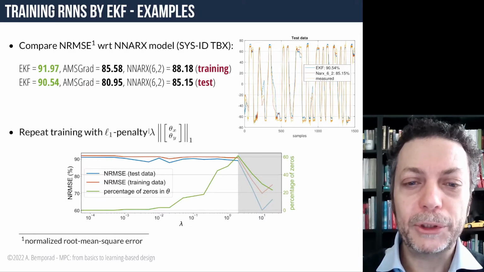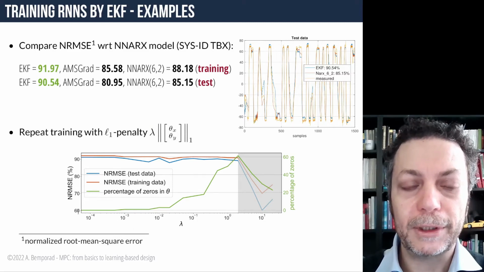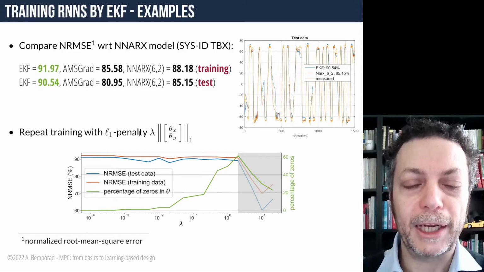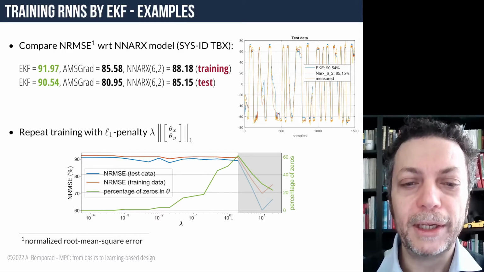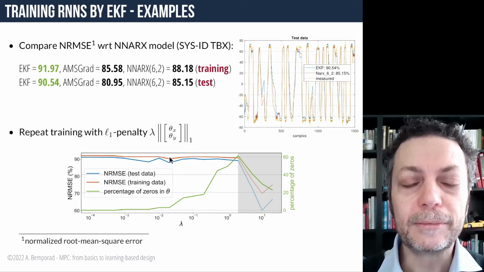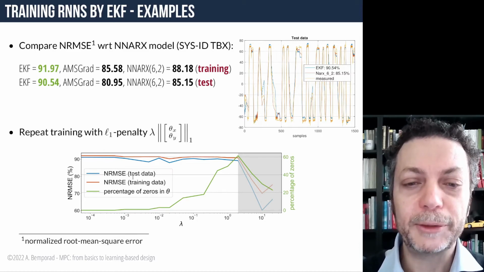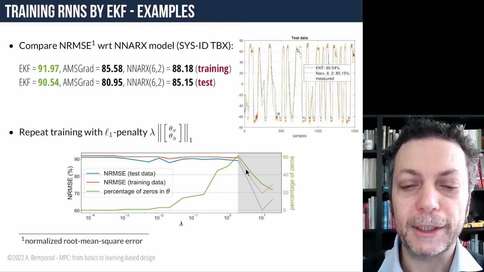And if you introduce a loss in the problem as an L1 penalty on the parameters, you could run the extended Kalman filter with different values of lambda, and you get what you would expect. So the normalized root mean square error gets lower and lower as you increase lambda, because you decrease the emphasis on fitting the output data vector, both on training and also on test data.